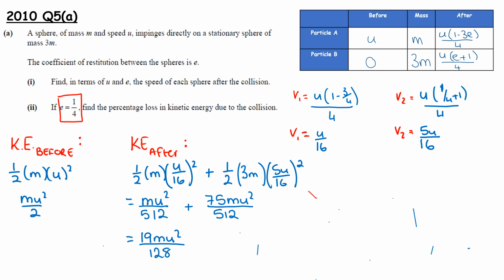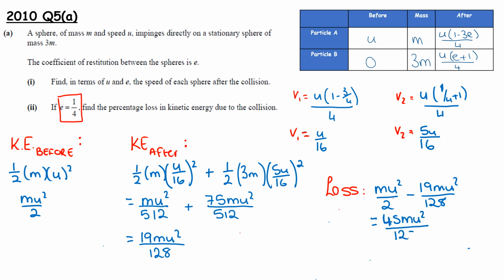And just to remind us what the question was, it asked for the percentage loss in kinetic energy. So now we need to understand the loss. So the loss: it was mu squared over 2, and now it's 19mu squared over 128. You can ignore that mu squared and simply put a half minus 19 over 128 into your calculator, and that will give us 45mu squared all over 128.